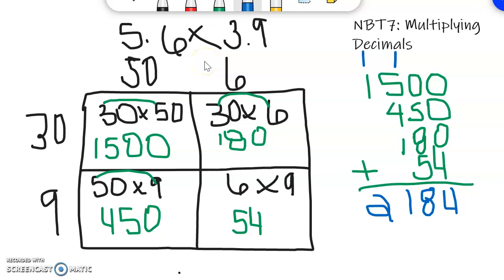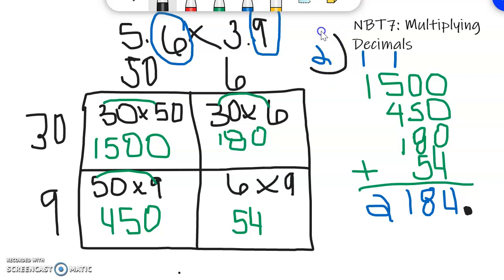Now again, the same strategy as before. I need to go back to my original expression and count my decimal moves. The first one is 1 decimal place behind the decimal point in the first number, and then there's 1 in the second number. So that's a total of 2 decimal moves. So I'm going to come down low and put a decimal behind my product, and I'm going to move it 2 spaces to the left because that's how many total decimal moves I had. 1, 2.